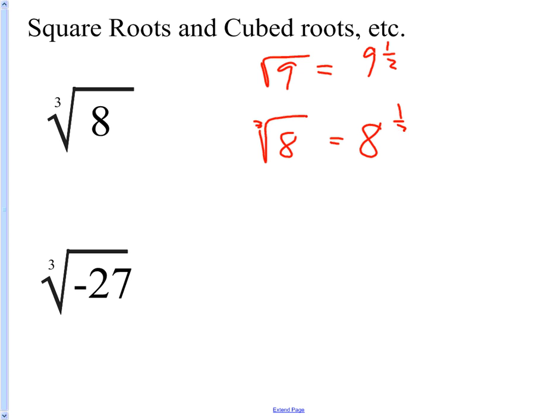8 to the 1/3. You got it. That's how you'd write cube root of 8. So what is the cube root of 8 again? Would negative 2 work or not? Nope.